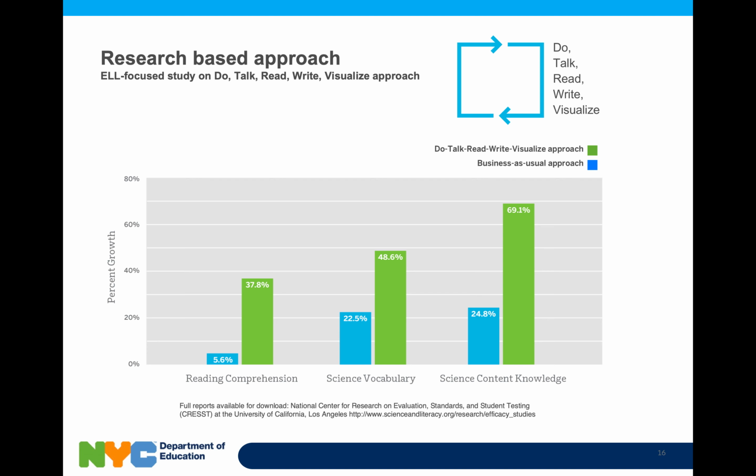This approach is called Do, Talk, Read, Write, Visualize. These are graphs from three different gold standard studies that were done on this approach. Really great data showing the efficacy of this approach. If I could quickly summarize, what is Do, Talk, Read, Write, Visualize? It says that all students are figuring out these science ideas through multiple modalities. We like to say that they have multiple at-bats.